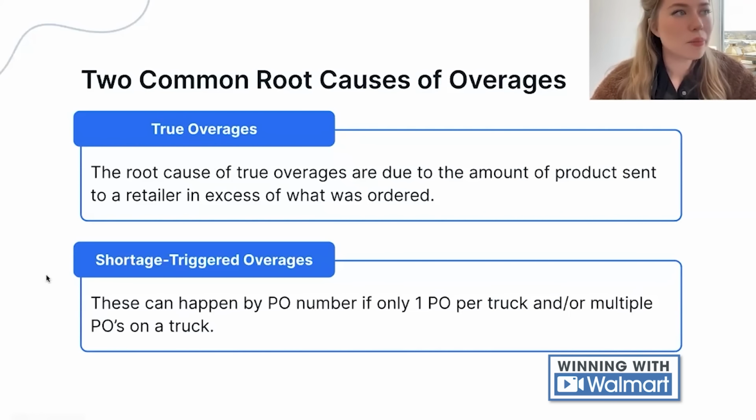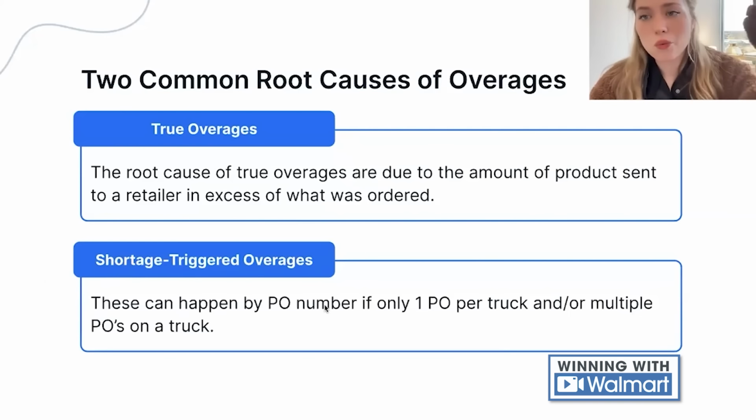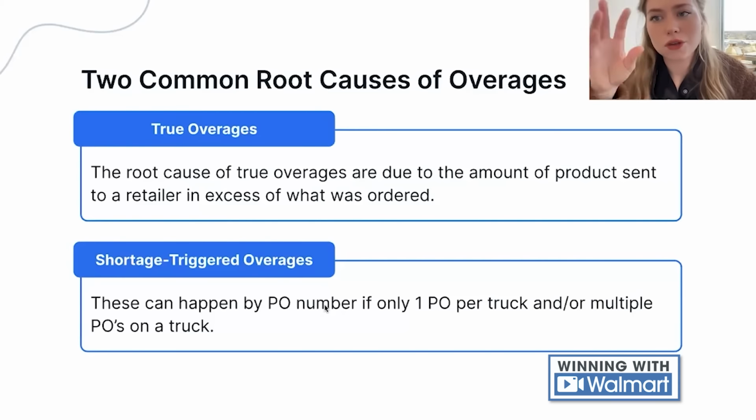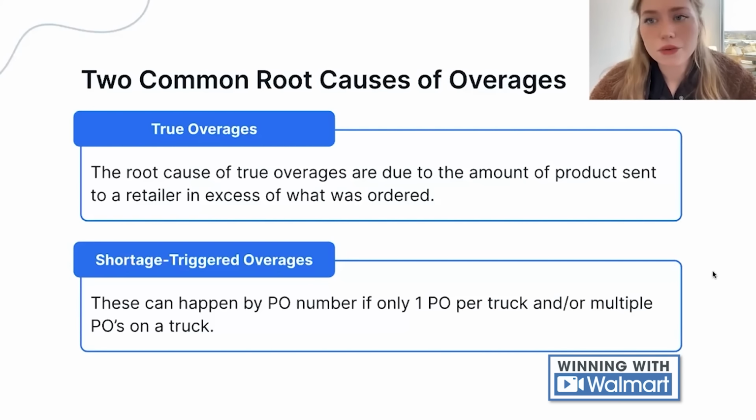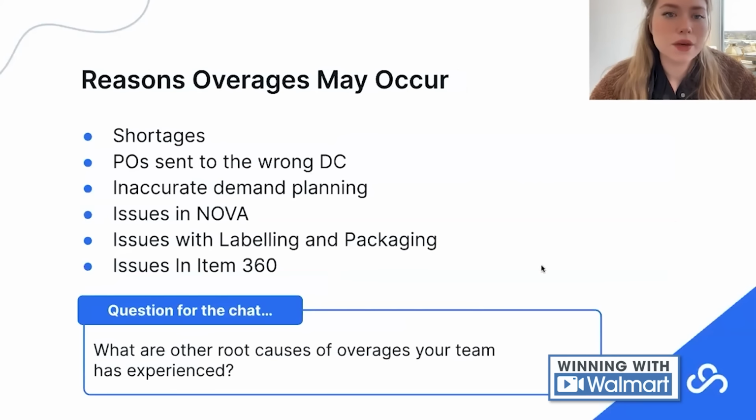What happens is that if there is a PO number, and there's only one PO per truck, or multiple purchase orders on a truck, they will short you on one of those purchase orders or one of those items, and they'll regard it as an overage on the other side. I think we have more information on that here. So at a high level, true overages and shortage-triggered overages are the two most common root causes of what you might be experiencing. Here are some reasons overages might occur.